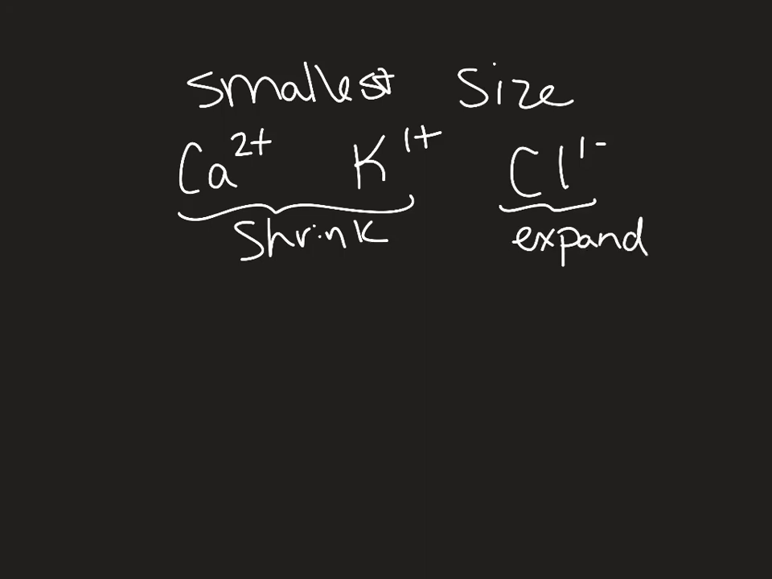So if I want to know which one's smallest, if you look at it, potassium and calcium are in row 4 and chlorine is only in row 3, but chlorine is going to be gaining an electron where the other ones are going to be losing. So the winner of this one is actually calcium, because it's not only losing 1, it's losing 2. And calcium is smaller than potassium anyway, but chlorine is gaining electrons. So in this case, calcium is the smallest ionic size here.